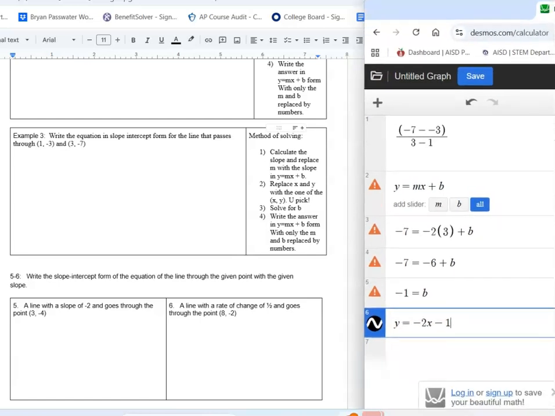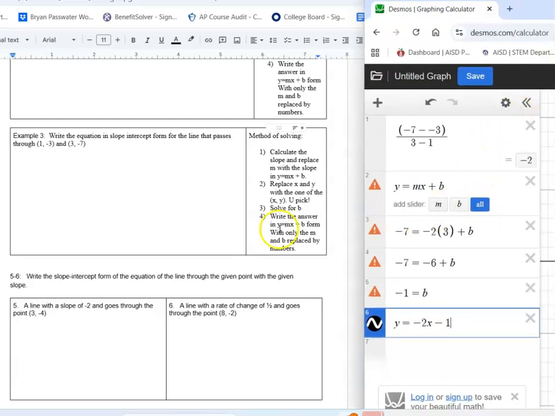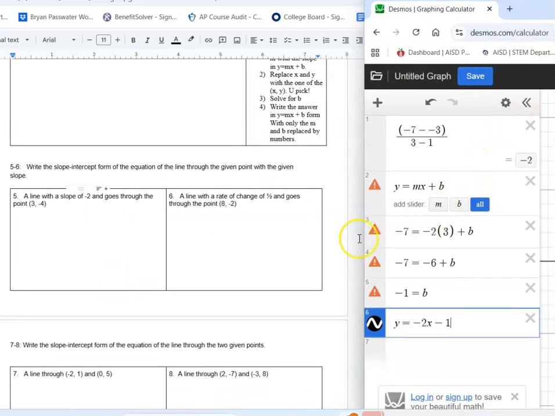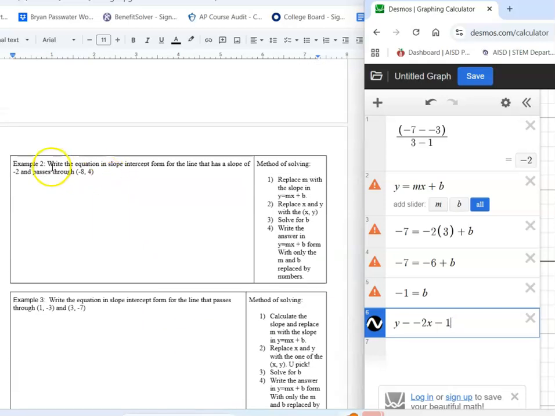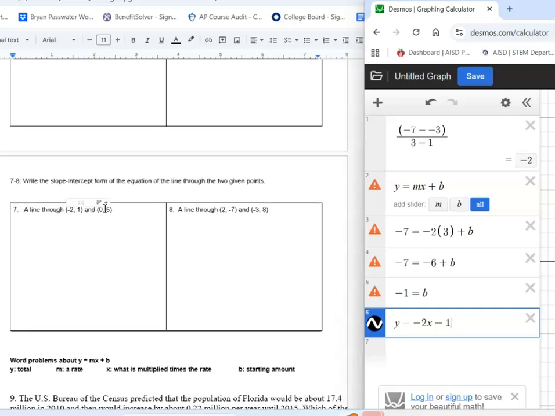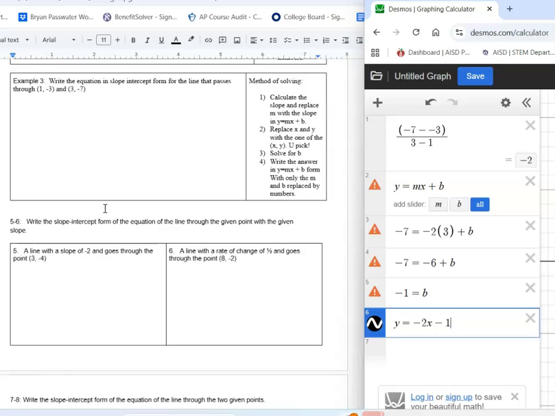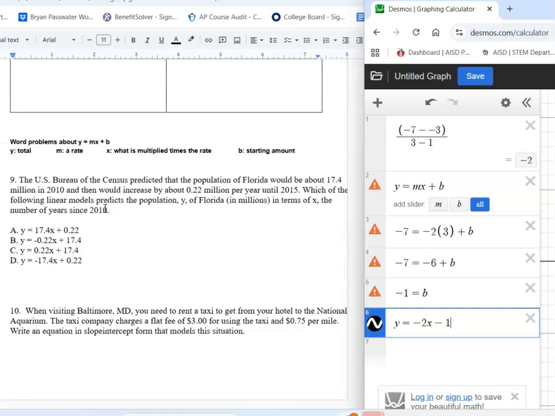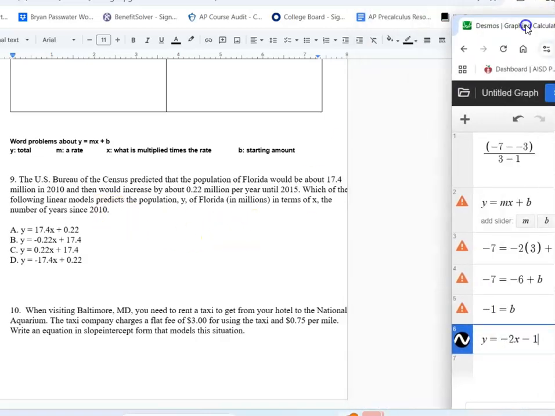And that's it, really. So how you do questions 5 and 6 are like example 2. How you do questions 7 and 8 are like example 3. And last, I just have these word problems. I don't think they're that hard.